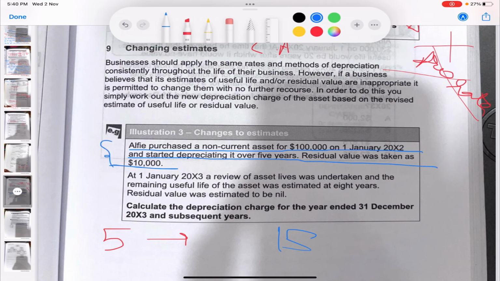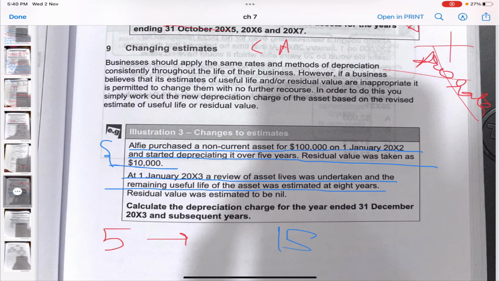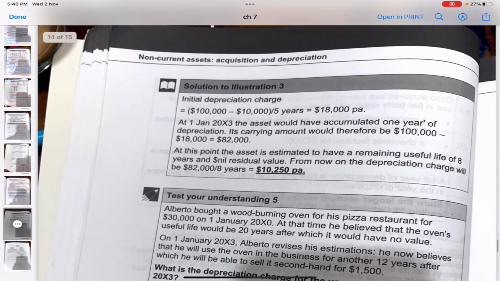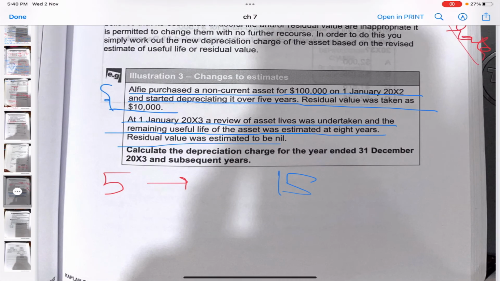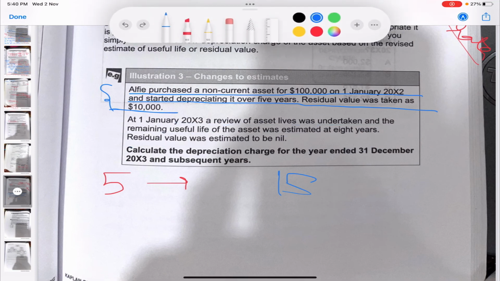On 1st January, a review of the asset lives was undertaken and the remaining useful life of the asset was put at 8 years. And the residual value was nil. Calculate the depreciation that has been charged. We'll do that. Let's start with illustration 3.